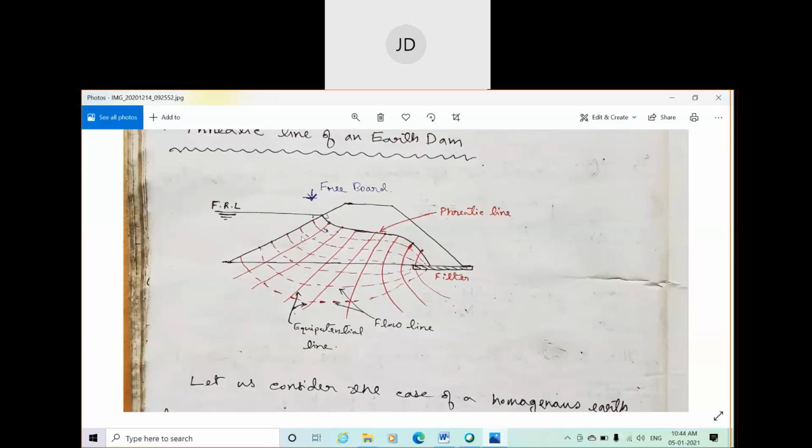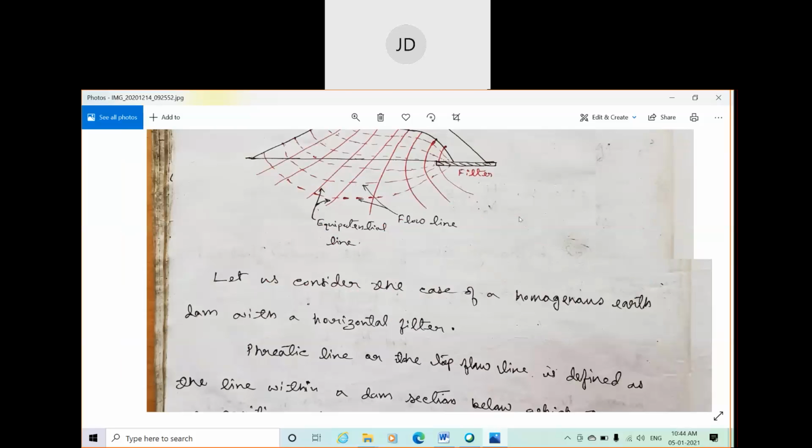These are all flow lines or streamlines, and the lines drawn parallel to the upstream face of the dam are considered equipotential lines. They make an angle of 90 degrees; it does not look like 90, but it is actually 90 degrees. And this is the freeboard. The height of the dam starts from top to bottom, and the freeboard is from the top face up to the full reservoir level.